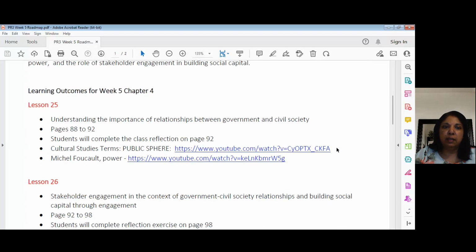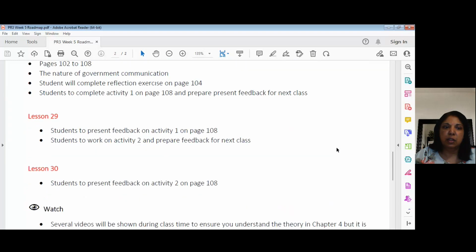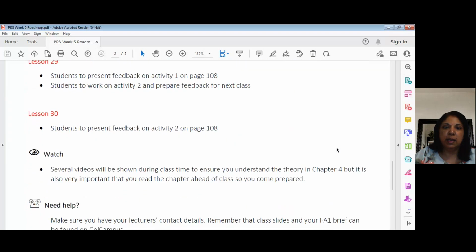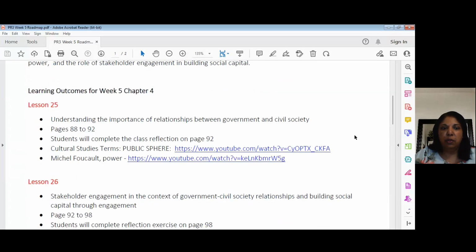We're going to cover for this week lessons 25, 26, 27, 28, 29, and 30. With regards to lesson 25, we're going to go through the understanding and the importance of relationships between government and civil society, which is covered from page 88 up until 92. And then there's a class reflection.